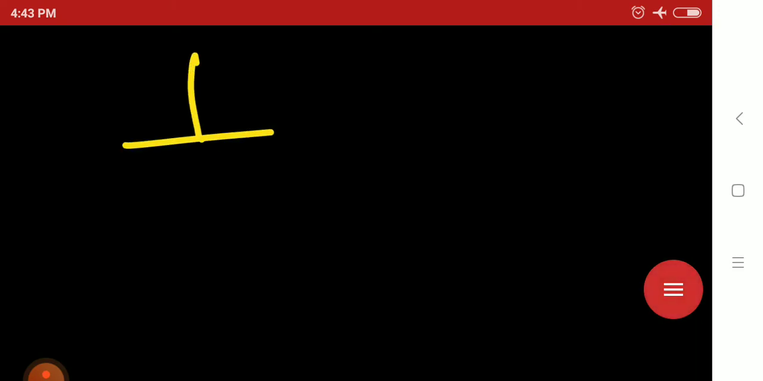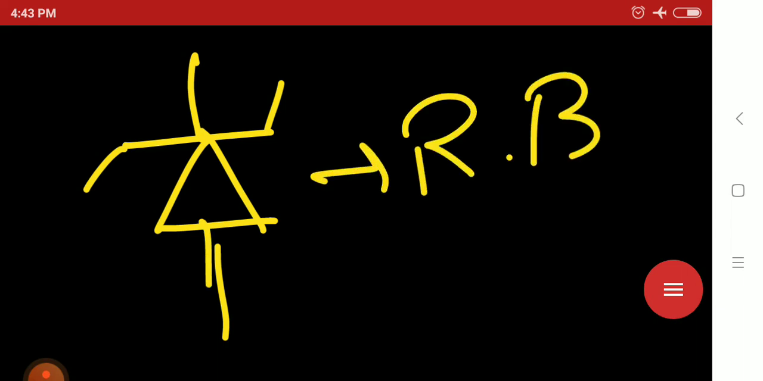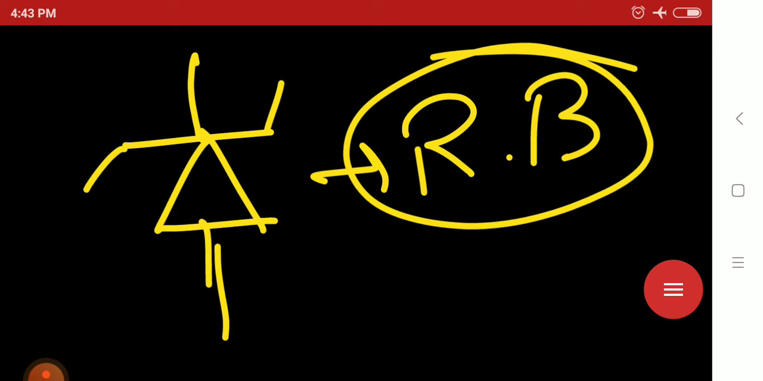In the case of the Zener diode, it acts in reverse bias. Yes, that's the main difference between the Zener diode and the normal diode. Normal diode acts in forward bias and Zener diode acts in reverse bias.